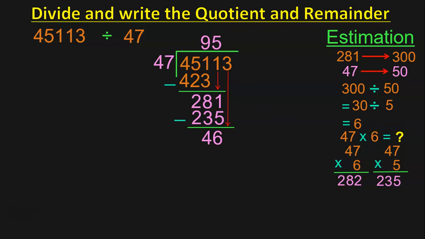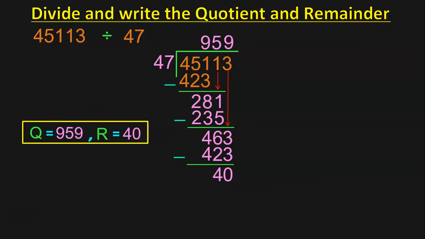Take and write down the next digit 3 and you get the remainder now to be 463. Now we have to find out how many 47 is required to make 463. See here, we already saw that 47 into 9 is 423 and 47 into 10 is 470. 463 is in between 423 and 470. So we need to take the quotient to be 9 here. 47 into 9 is 423 and you get the remainder to be 40. Therefore, the quotient is 959 and the remainder is 40.